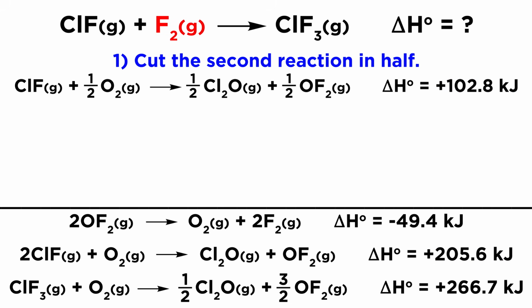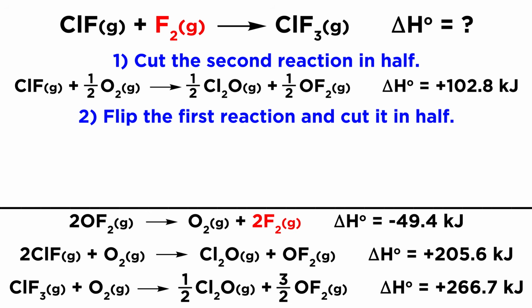Now, what's next? We need F2. We need F2 as a reactant. So where's F2? Well, over here, we have 2F2, and we have it as a product. And that's the only place F2 is, so we know we need to use this equation. So what are we going to do? We need F2 as a reactant, but here we have 2F2 as a product. So what we need to do is take this first reaction, flip it so that the products become reactants and the reactants become the products. And we also have to cut it in half. So we have to do 2 manipulations here.